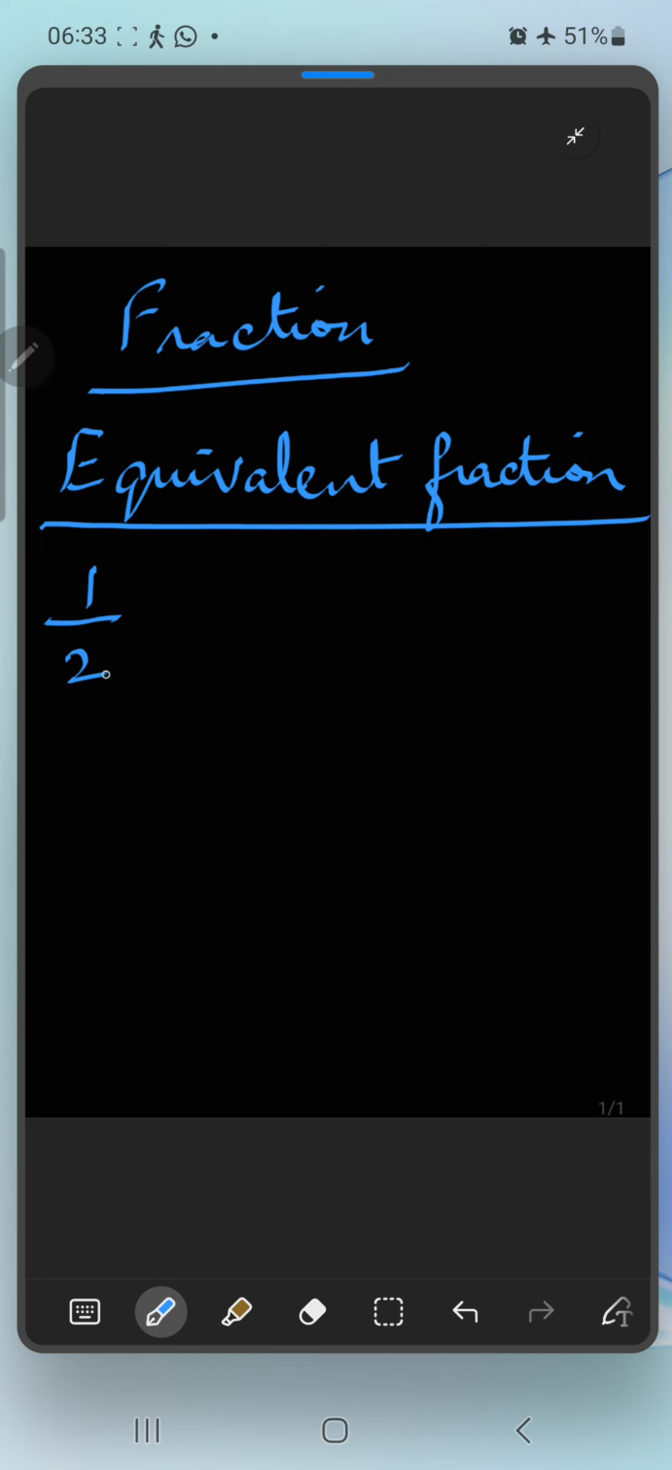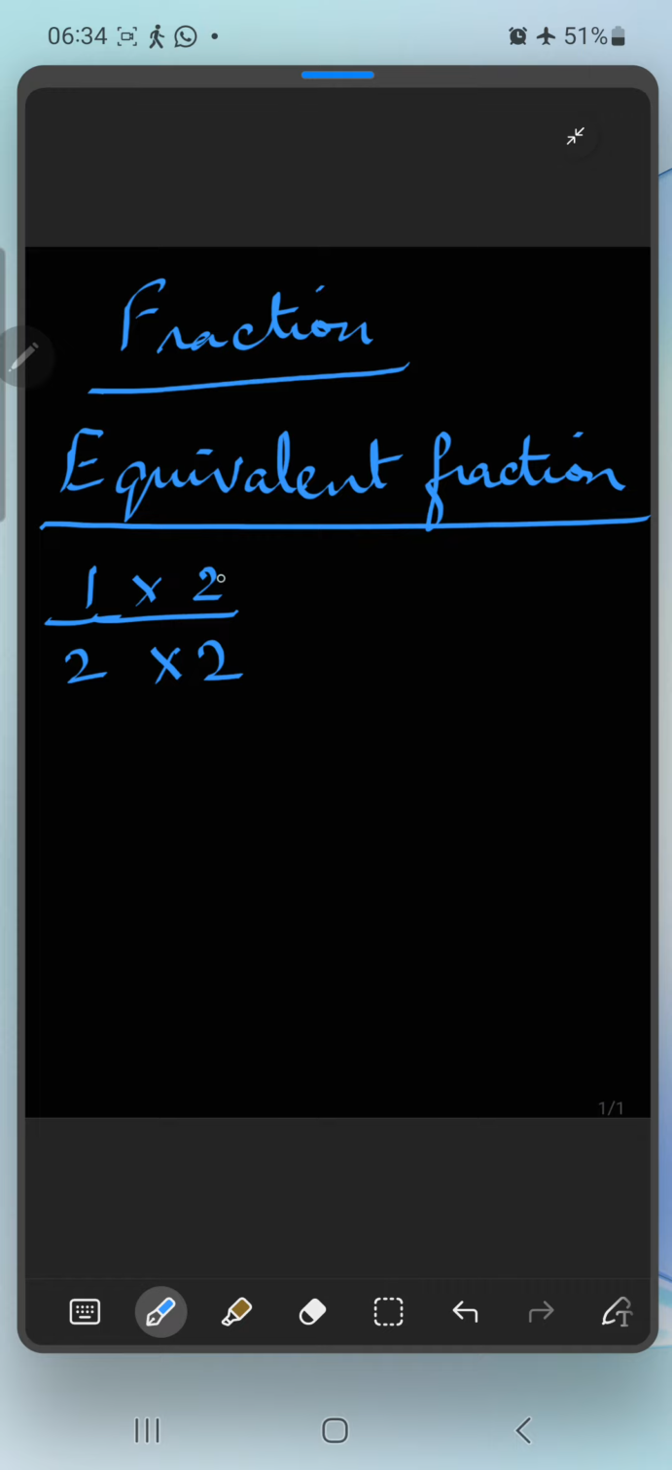Whenever a fraction is given to you and you are asked to find the equivalent fraction of the given fraction, simply choose a single number and multiply it with your numerator as well as your denominator. Here I had chosen 2, and with this 2 I multiplied my numerator 1, and with the same number 2 I multiplied my denominator. So what I would get is 2 over 4. So this 2 over 4 is an equivalent fraction of the given fraction.